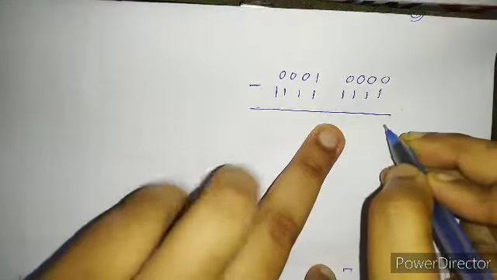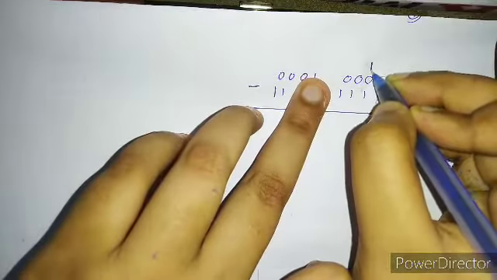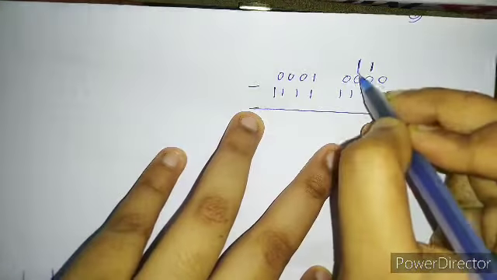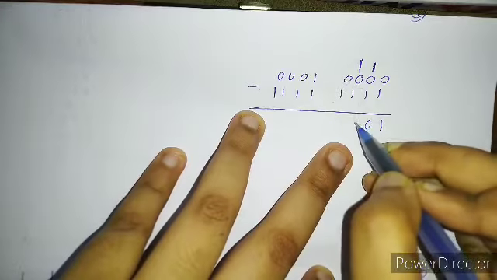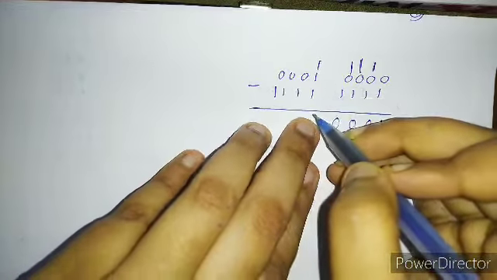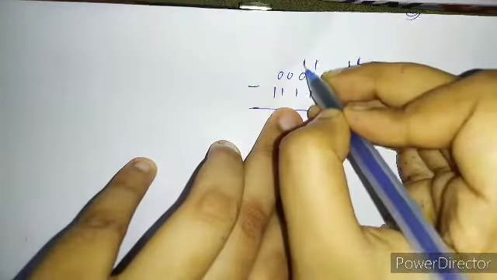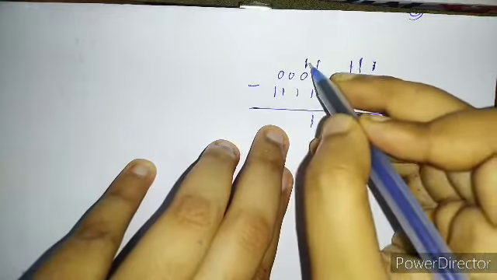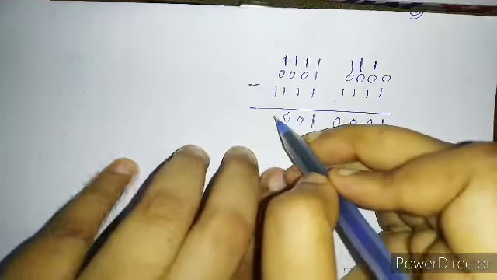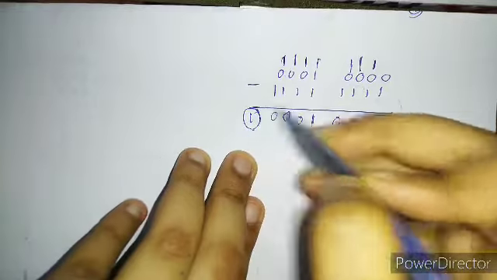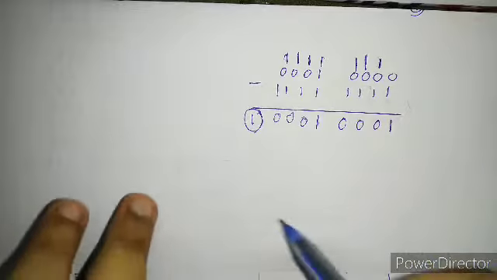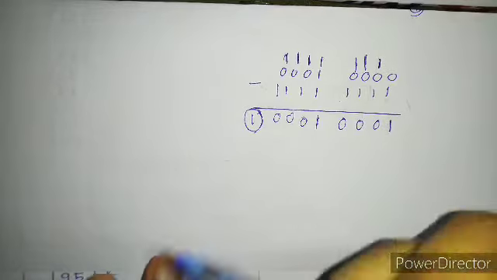It is 0 minus 1, which is 1, borrow 1. Again 0 minus 1 is 1, 1 minus 1 is 0, but a borrow is being produced. Same goes on, 1 minus 1 is 0, 0 minus 1 is 1 with a borrow. Again 0 minus 1 will be 1, 1 minus 1 is 0. There will be a borrow. Sorry, in subtraction we call it a borrow, right? Because this is the 2's complement of the result.